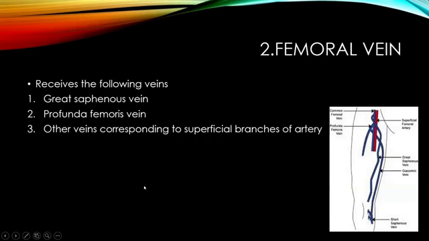The femoral vein receives the following veins: the great saphenous vein, the profunda femoris vein, and other veins corresponding to the superficial branches of the artery, to form one big vein, that is the femoral vein. The femoral vein lies medial to the femoral artery at the base, and as it moves towards the apex, it becomes posterior to the femoral artery.